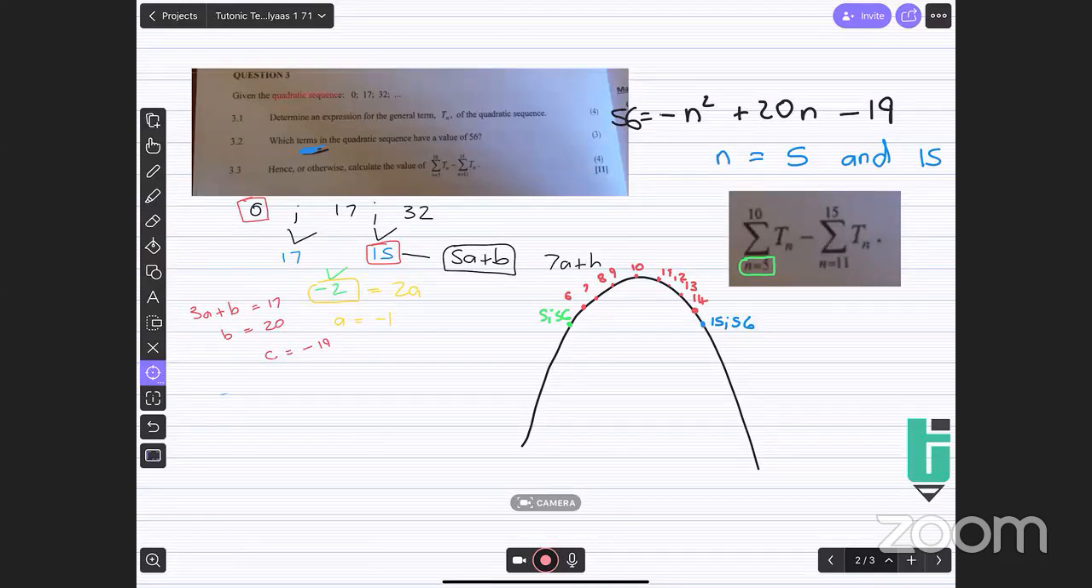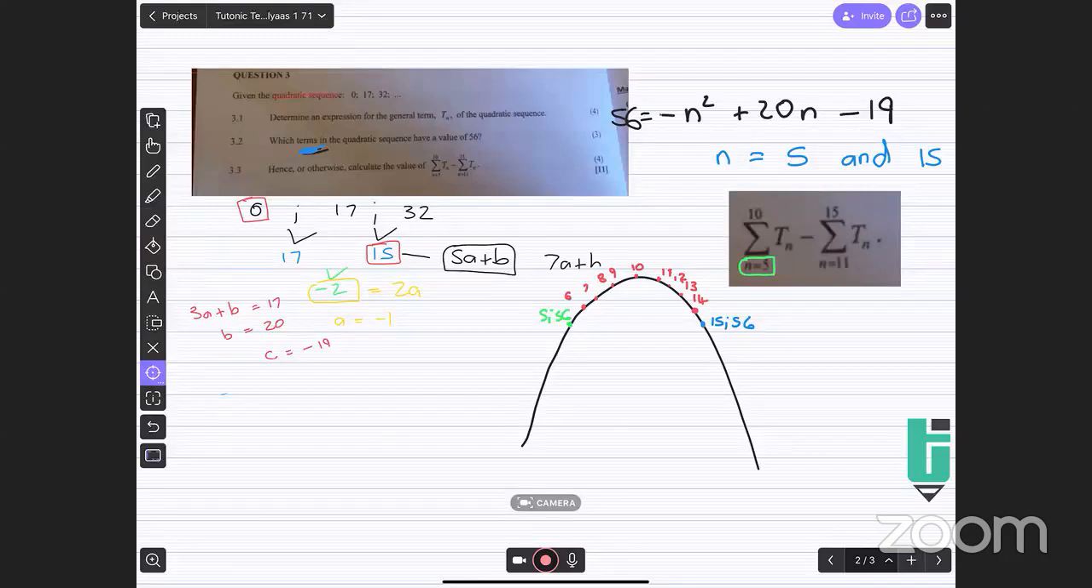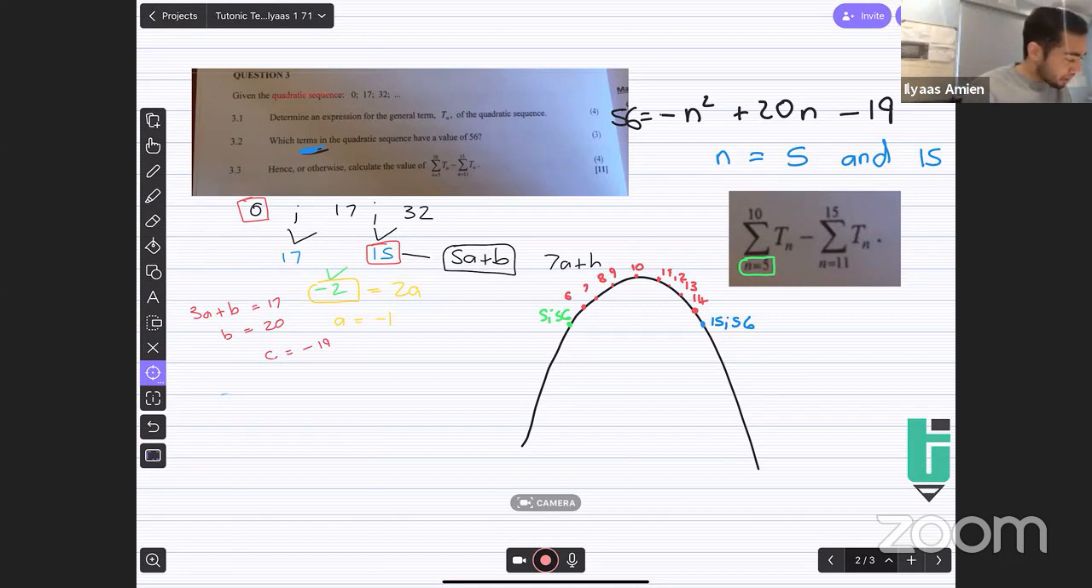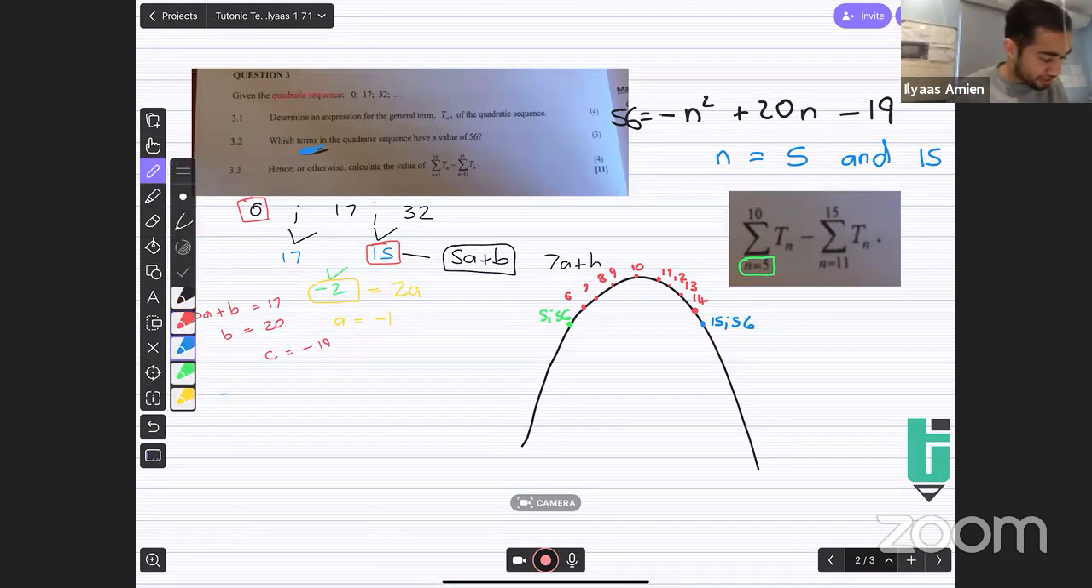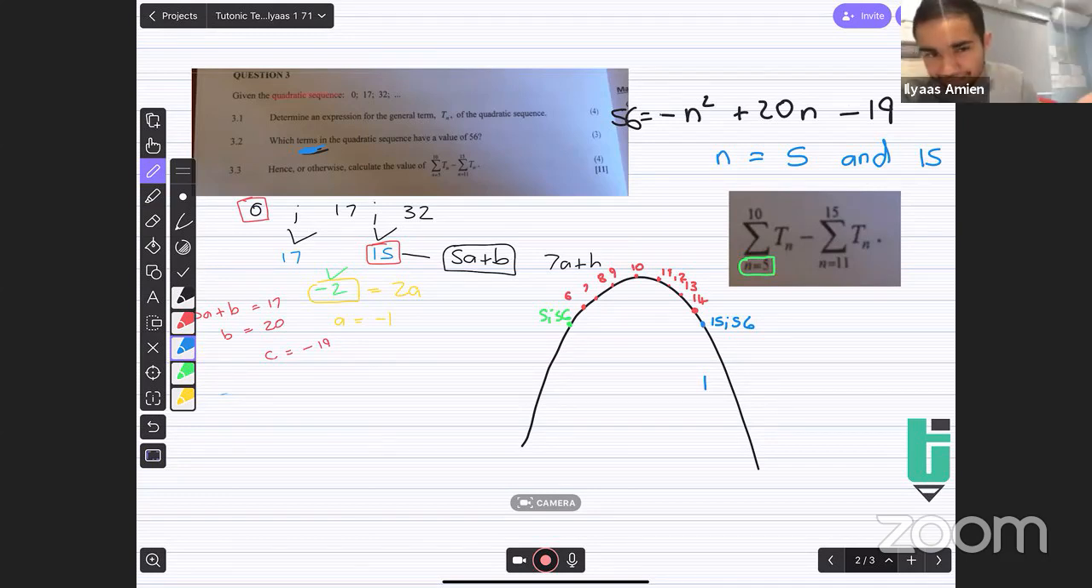So in the exams, how would I know? Does it say "hence or otherwise"? Do you see that? So you could just sub in. The easy way is just to sub in 5, sub in 6, sub in 7, sub in 8, sub in 9, sub in 10, right? Then subbing 11, 12, 13, and then just subtract. That's easy. But what I'm trying to show you is that there's a faster way if you draw the graph.